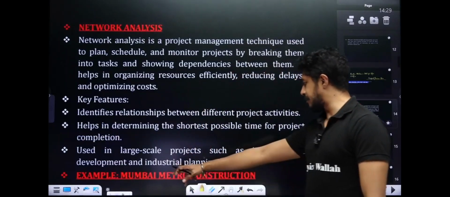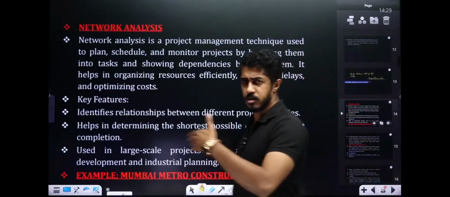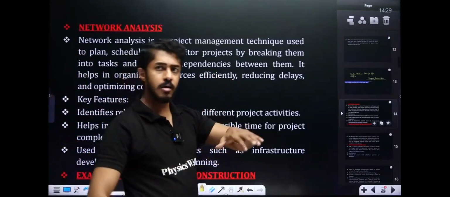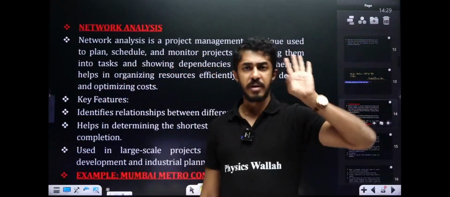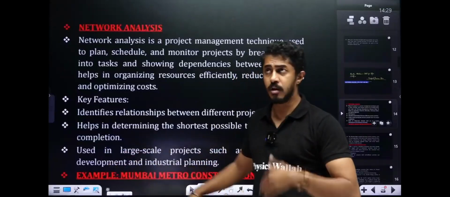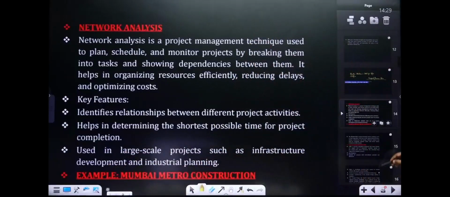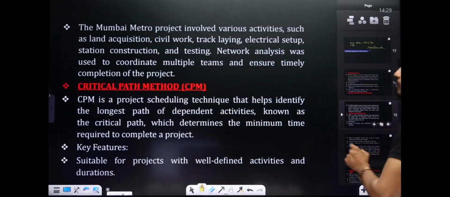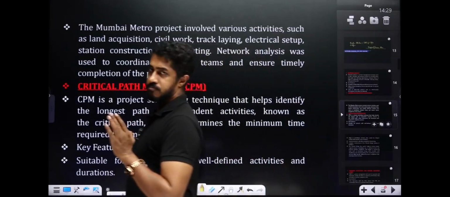In network analysis, again, there are multiple ways of doing it. One way is, for example, the Mumbai Metro construction, which is again about what is the shortest possible way. Which are the companies involved here? How much time will be taken for completion? That is shown here. Now, another version of network analysis: the Mumbai Metro project involved various activities such as land acquisition, civil work, track laying, electrical setup, station construction and testing. Network analysis was used to coordinate multiple teams and ensure timely completion of the project.